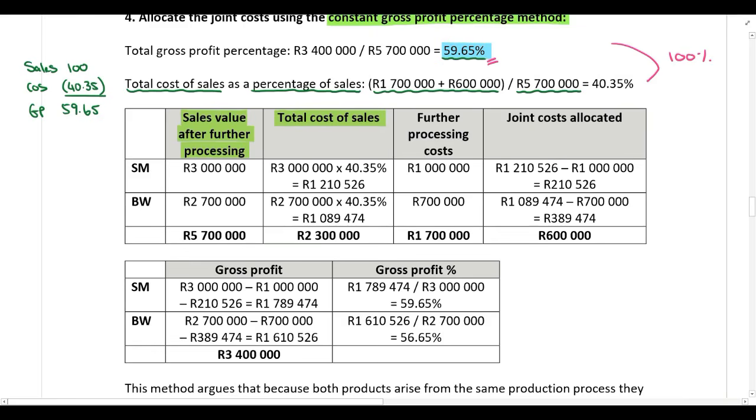Then if we are trying to calculate total cost of sales, you just need to take that sales value and multiply by the percentage that we calculated above so that you can calculate cost of sales. So that is then your total cost of sales. And total cost of sales is made up of your further processing costs and also your joint costs. So we are then going to deduct the further processing costs. So take total cost of sales, deduct the further processing costs, and that will give us the joint costs that need to be allocated.